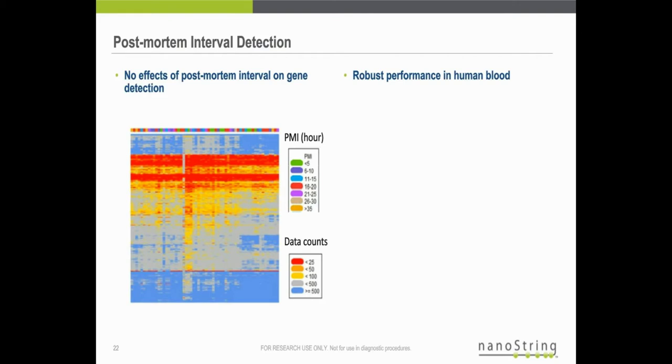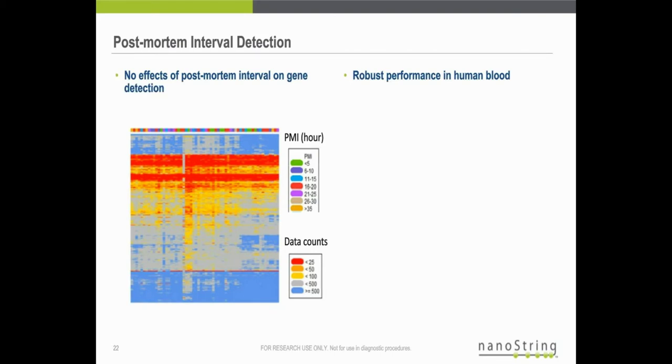So in this heat map of raw data, which is shown as data counts, you can see that an unbiased clustering approach demonstrates that all samples performed well and equally independent of the post-mortem interval. And that's really most evident when you look at the grouping at the top, and you see that these samples aren't clustering based on the PMI. So samples with a PMI greater than 35 hours can be found right next to samples that have a PMI of 6 to 10 hours, for example.